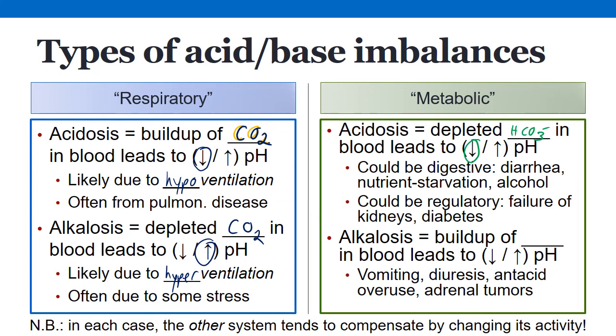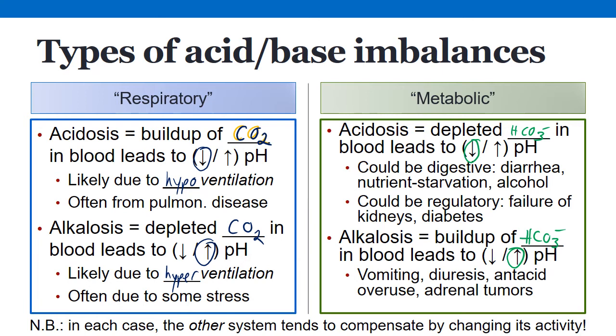Alkalosis, on the other hand, is a buildup of HCO3 minus in the blood. If you've got more base, you're going to have a higher pH. That's often due to conditions that remove too much acid from the body, like vomiting or diuresis, or due to antacid overuse, too much base coming into your body. It can also be an adrenal tumor situation.